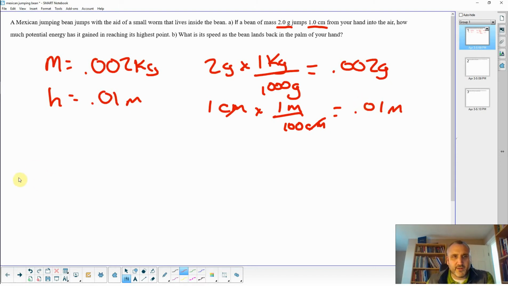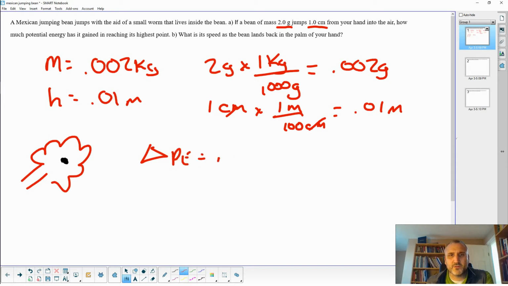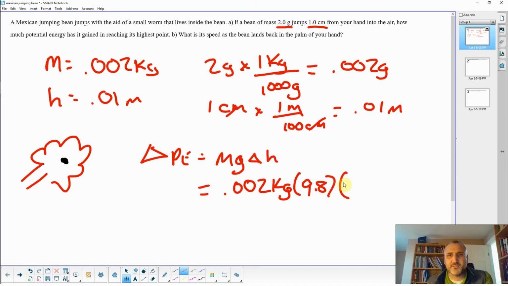Now, forgive my drawing here, you've got a hand, or a tree branch, and a Mexican jumping bean right there. The bean can jump 1 centimeter up and back down, and we're looking for the change in potential energy. So how much potential energy does this thing gain? Delta PE equals mg delta h, mass times gravity times the change in height, which would be 0.002 kilograms times 9.8 for gravity, times the change in height, which is 0.01 meters.